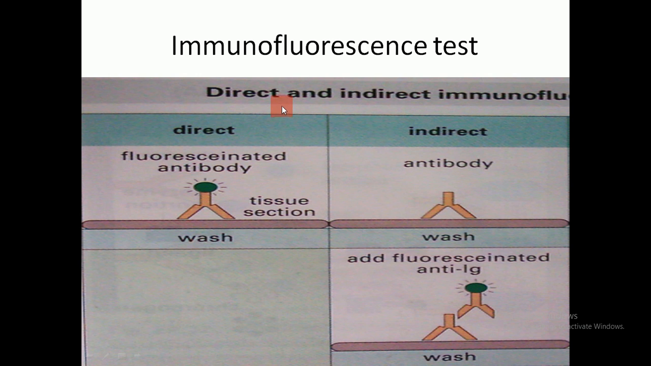and it's of two types, direct and indirect method. In the direct method, we use the tissue from the patient, like skin biopsy or renal biopsy, that contains the antigen in the skin or in the glomeruli of the kidney, and then we add to it the conjugate, which is the antibody labeled with fluorescent material, and then examine it under the fluorescent microscope.